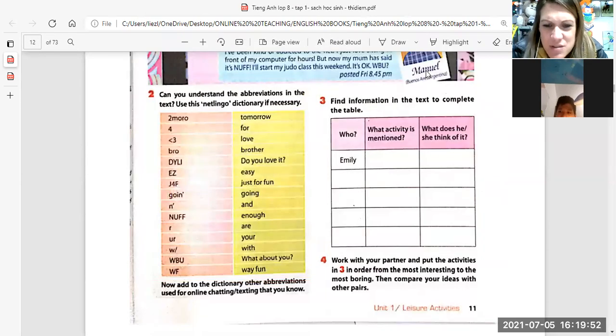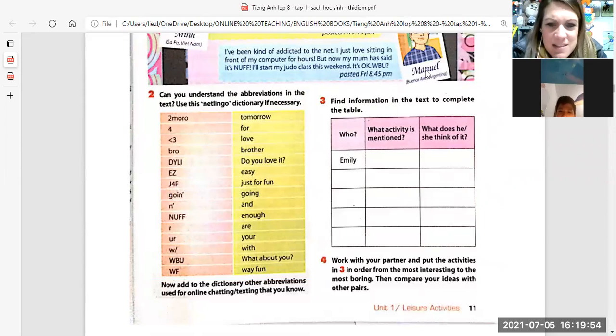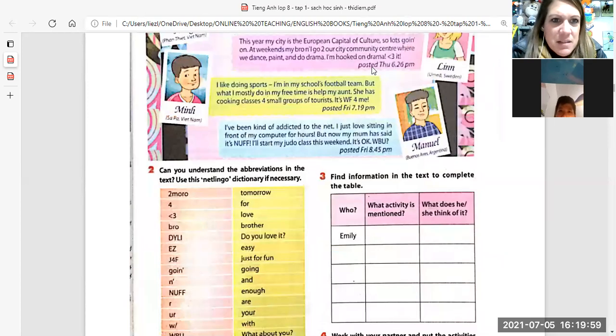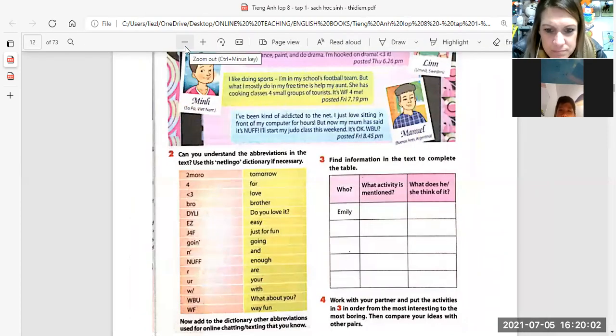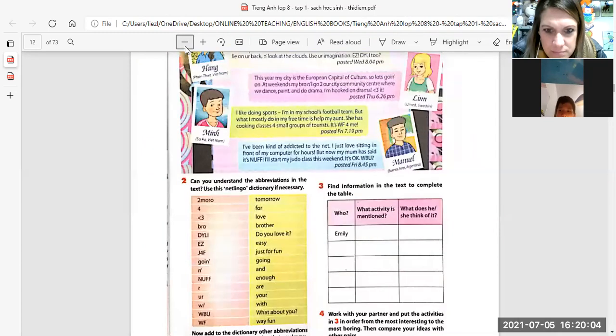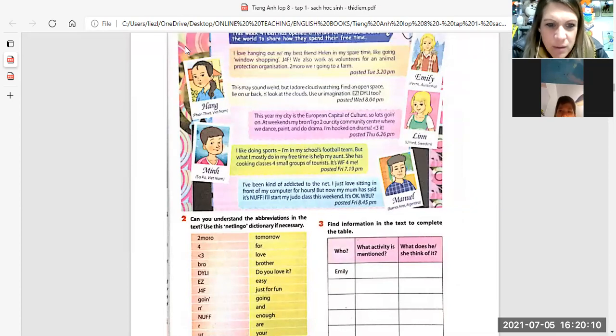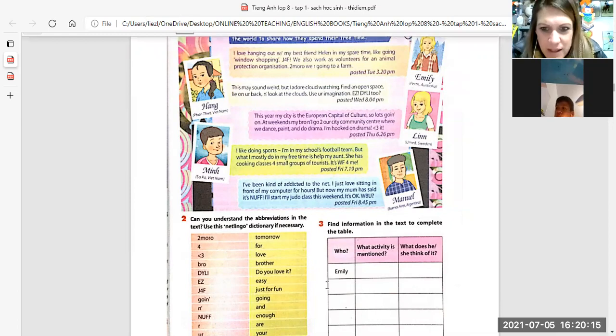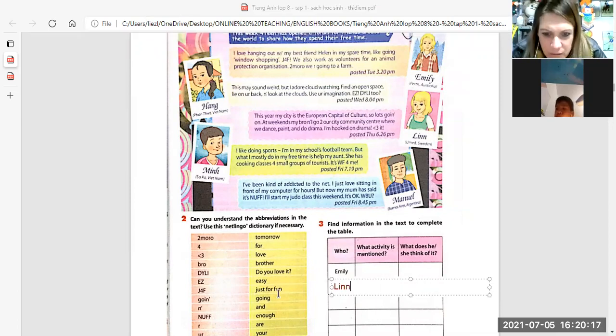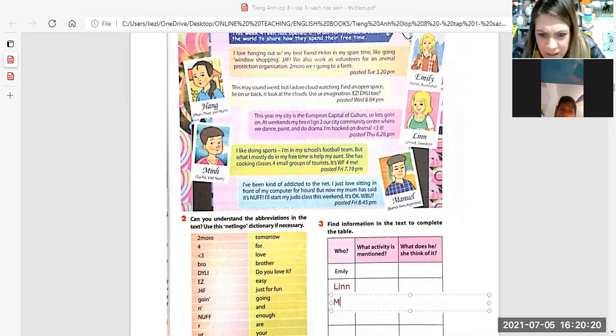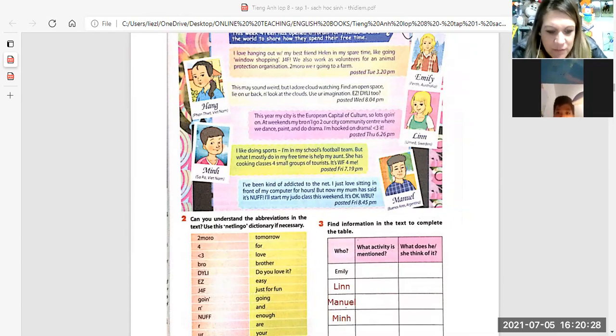Okay, find the information to complete the table. What activity is mentioned? What does she think of it? Let's make it smaller. Okay, there we have the names. Look, we have Emily, we have Lynn, we have Manuel, we have Min, and we have Hang.